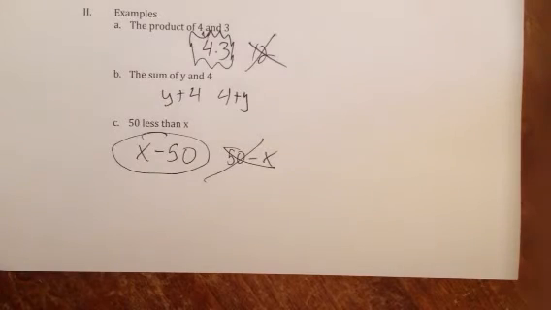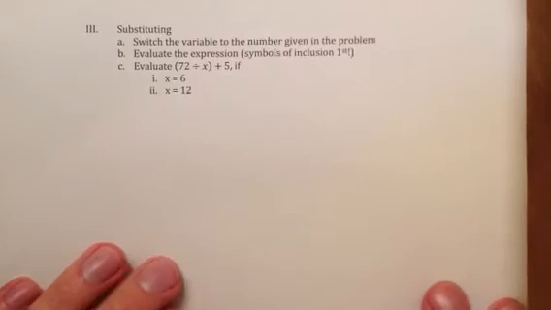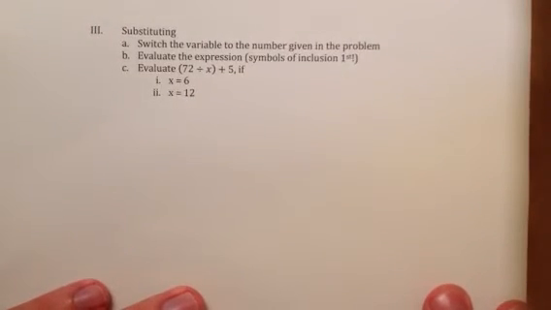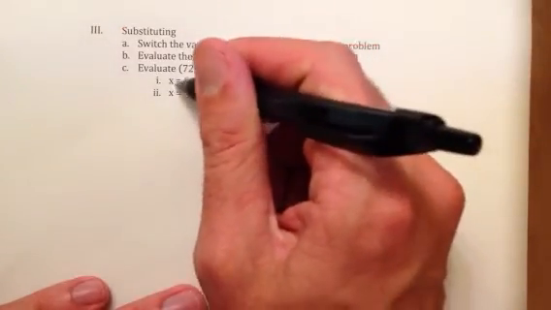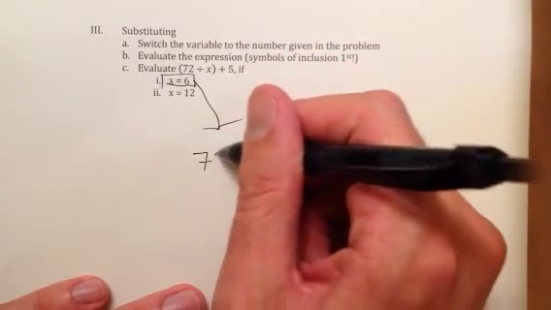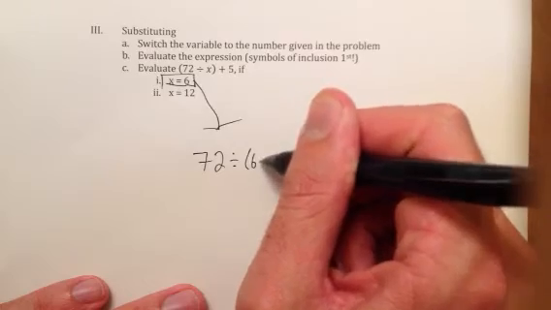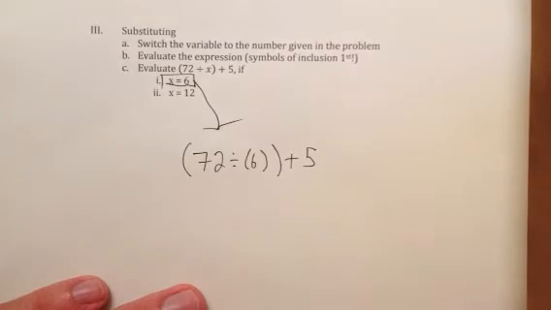Okay, now let's say that you actually have a nice expression already. You don't have to do any translating. Okay, so let's say that you have 72 divided by x plus 5. When you're doing this and when you're supposed to substitute in, the thing that I usually like to do is, for example, if I'm plugging in x equals 6, I actually like to put that number in parentheses, even if there's already parentheses in there.